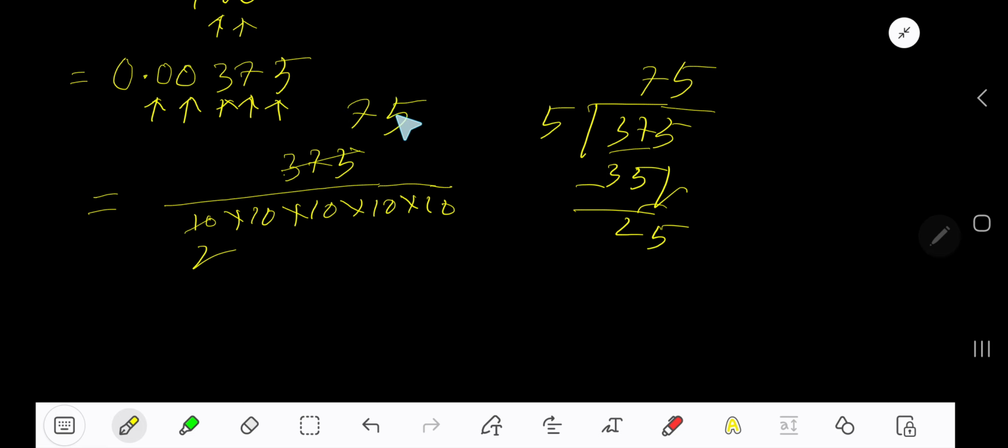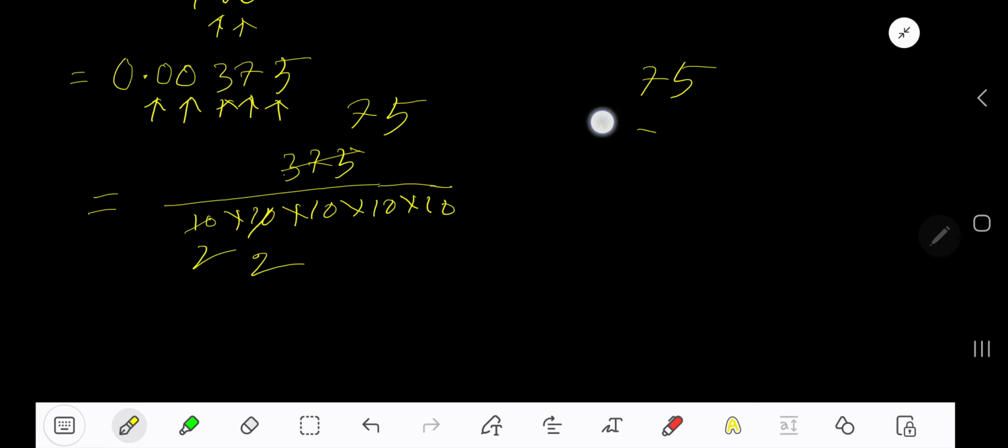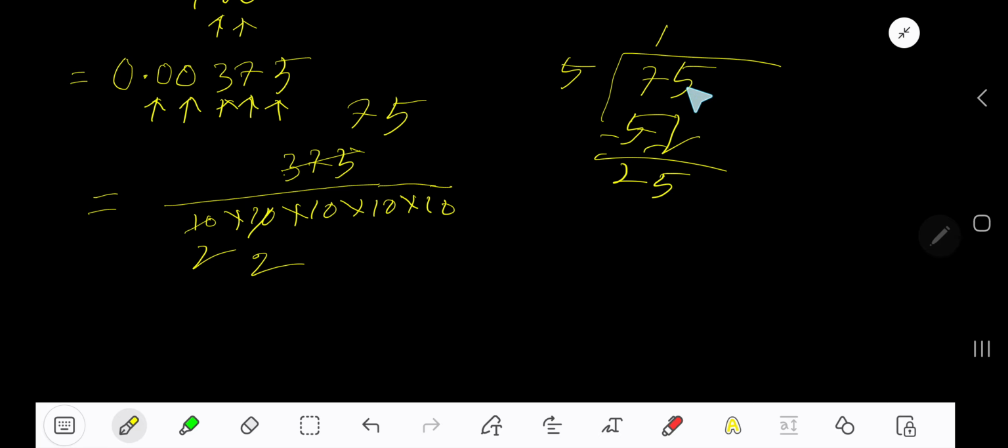Again, this is divisible by 5 and this is divisible by 5. If you divide this 10 by 5, you will get 2. If you divide this 75 by 5, what will you get? 5 goes into 7 one time. 1 times 5 is 5. Subtract, 2. 5 goes into 25 five times. That is 15. Again, this is divisible by 5, this is divisible by 5. You will get 2, you will get 3.